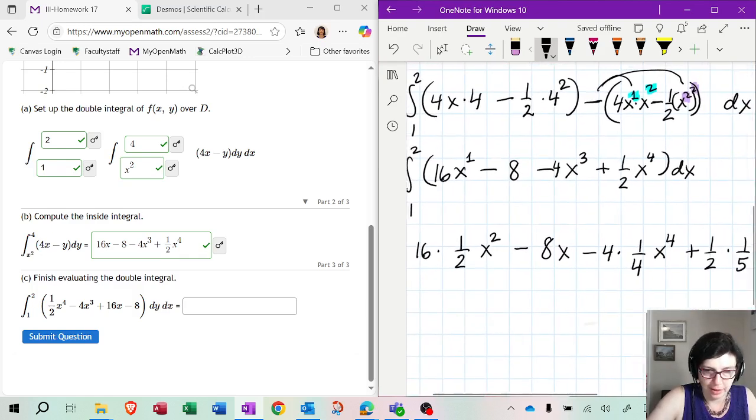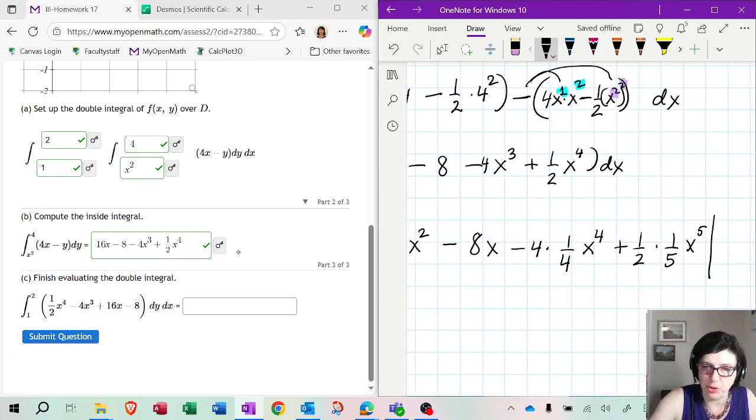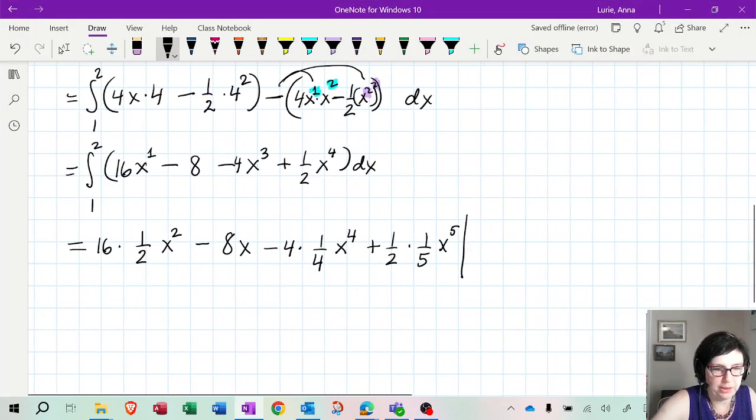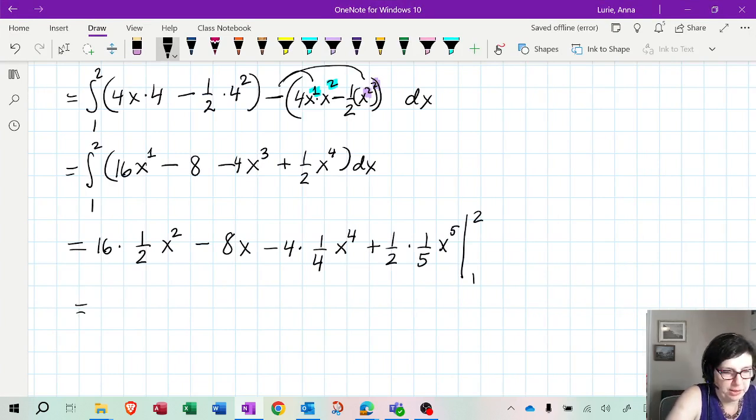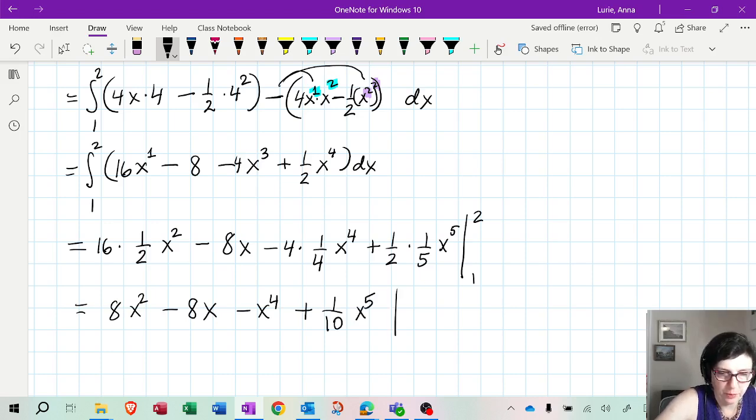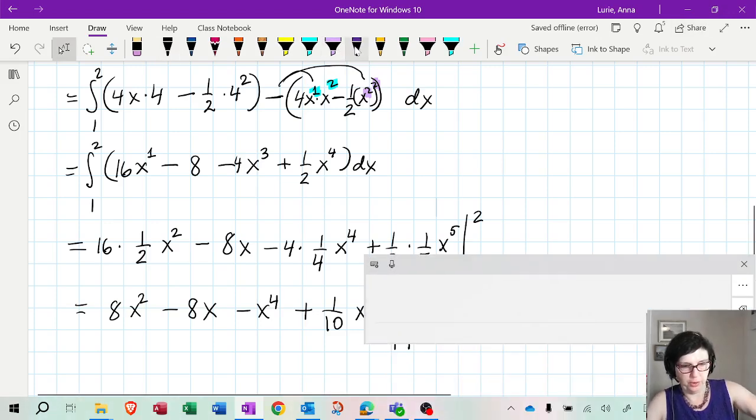Okay, so we are done with that, and then we need to substitute our limits. So the limits are from 1 to 2. Okay, let me see if I can simplify a little bit. So this is going to be 8x squared minus 8x minus x to the power 4 plus 1/10 x to the power 5. And then we need to substitute 1, 2. Okay, what I will do is at this point just give up and use a calculator. So let's do that.